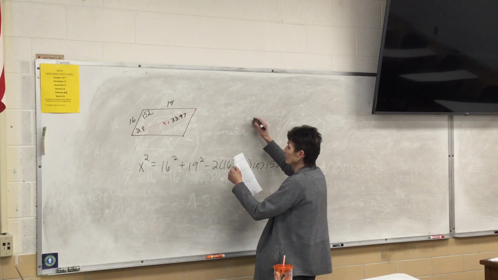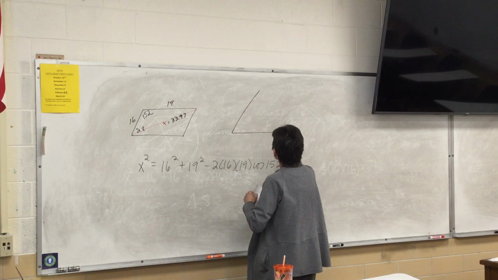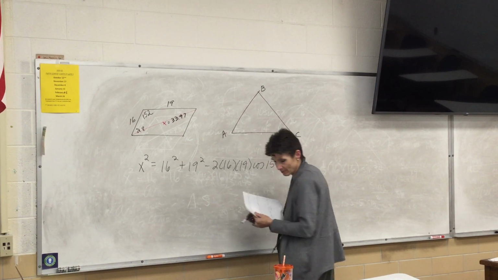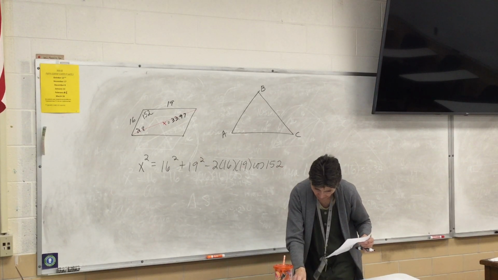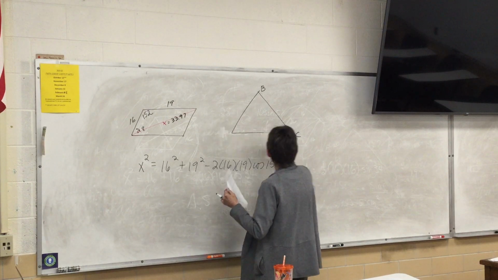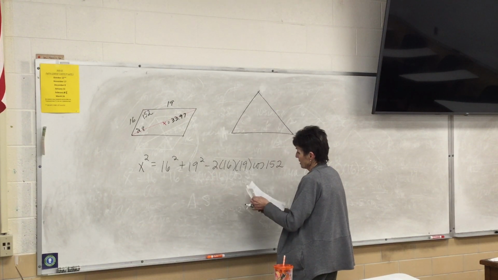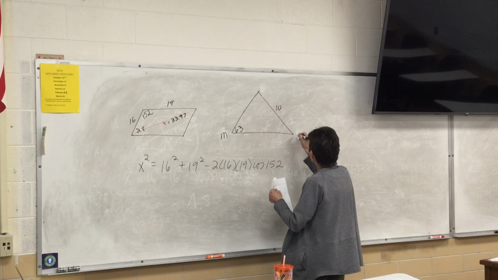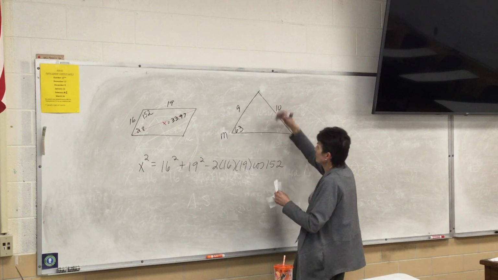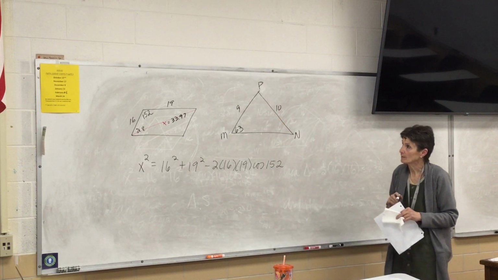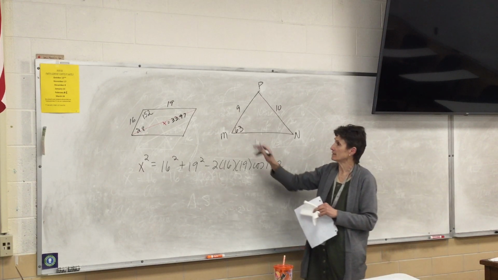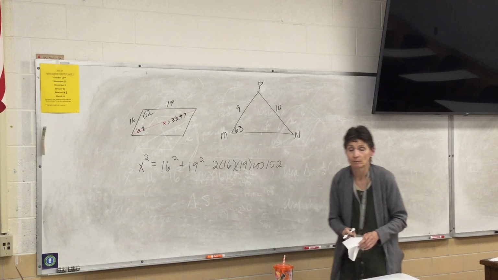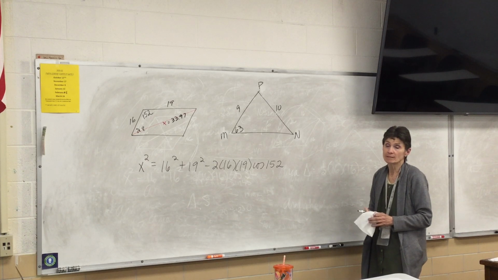All right, how many triangles are possible? I've given you some information: angle M is 63, side M is 10, and side N is 9. I don't know what the 3rd letter is, I'll just call it P. So, this is an angle-side situation, and we want to know how many triangles are possible. Is it 0, is it 1, or is it 2?